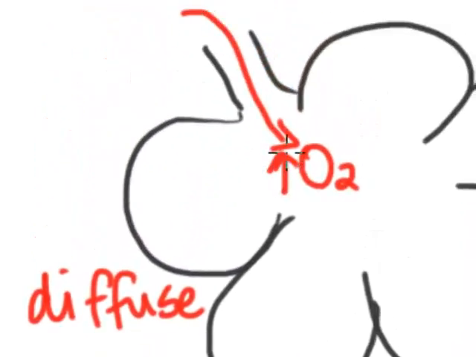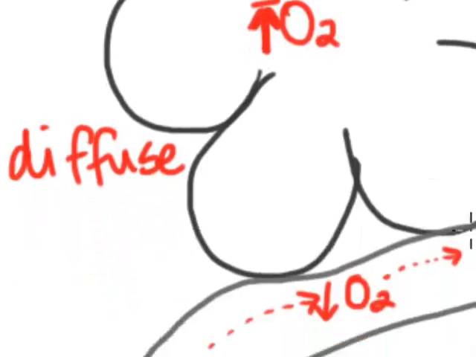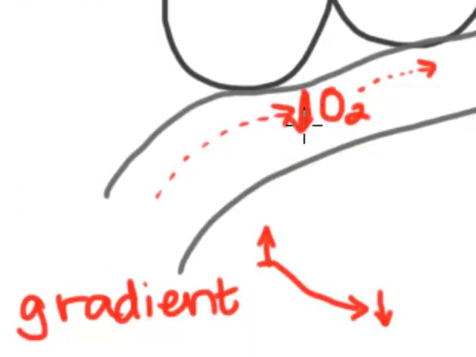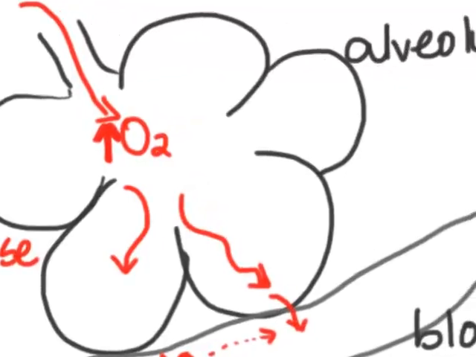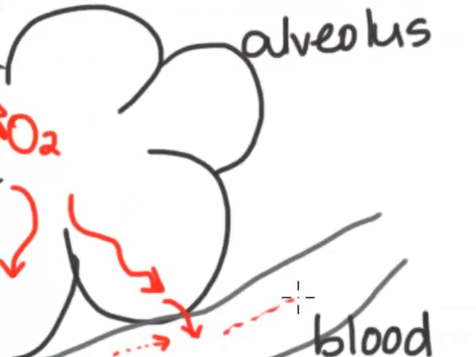And so if in the alveolus we have a high concentration of oxygen, and in the blood we have a low concentration of oxygen, what we have is a concentration gradient. And so oxygen will move from the alveolus down the concentration gradient, across the membranes and into the blood.